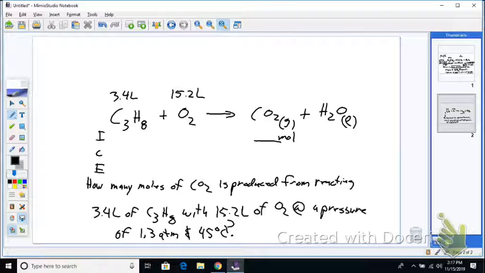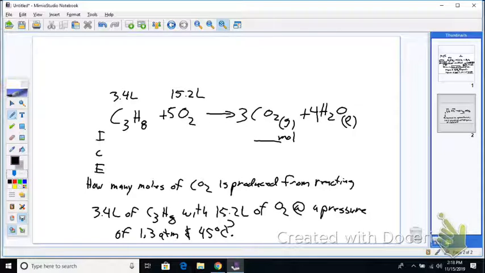So what's the first thing you have to do on this to start the problem solving? Balance it. Yep. So what is it balanced? Anybody have it balanced? C3H8 plus 5 O2, and then 3 CO2 and 4 H2O? Yep. Okay, now we're balanced.